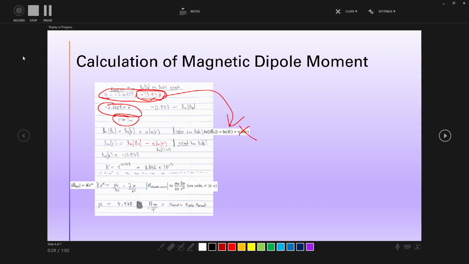Now, that is equal to ln of Bx, but that's also equal to ln of k. So we want k so that we can start using this equation. So we solve for k, and we get our value here, and then we remember that R is going to be equal to 1, so it doesn't really matter what the n value is, because we can take that out, and then solve the rest of the way for mu, and we end up getting that mu is equal to 4.428 Newton meters per Tesla.